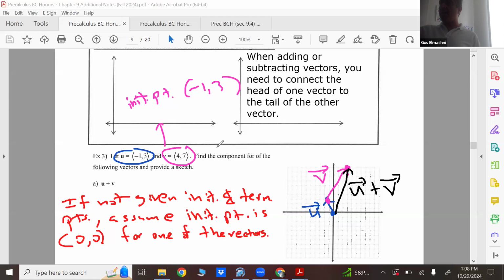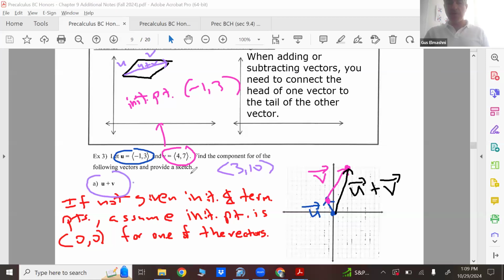Because what you're doing is drawing the diagonal. When you have a parallelogram, as you know, parallelograms look like this. I drew a terrible looking parallelogram, my apologies. If that's u and that's v, the purple is u plus v. Because what if I add u and v right now? I get 3 comma 10, of course. That's what u plus v is.